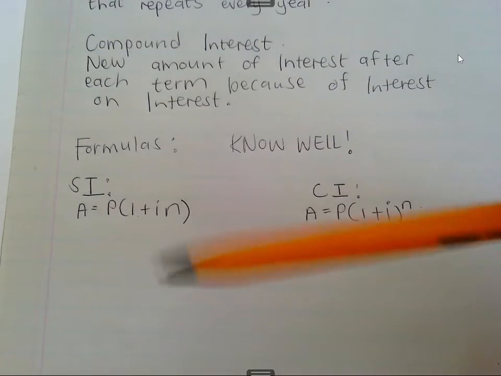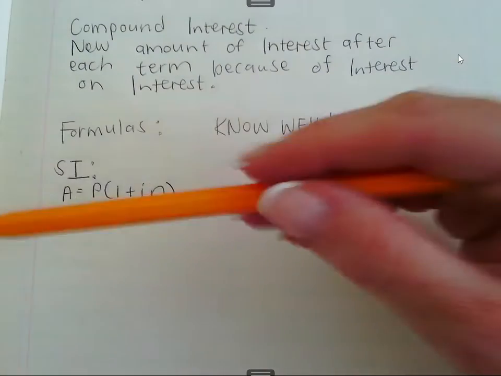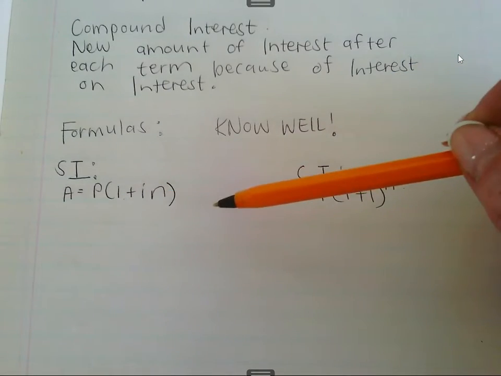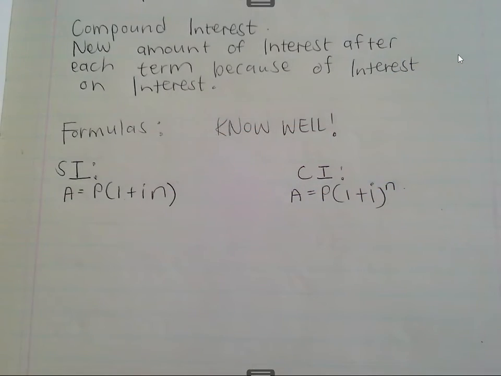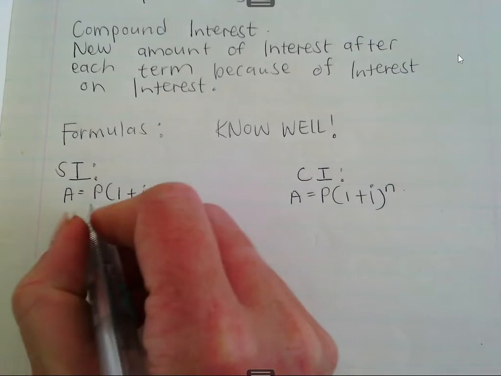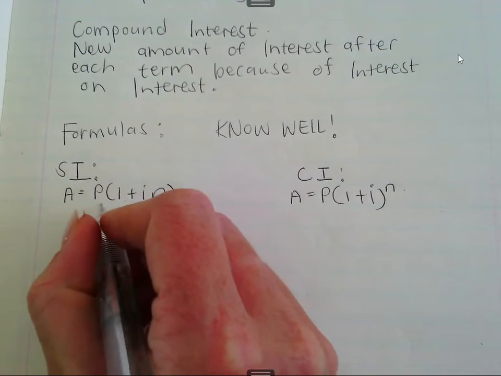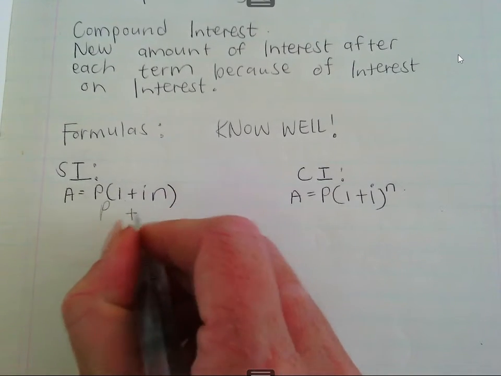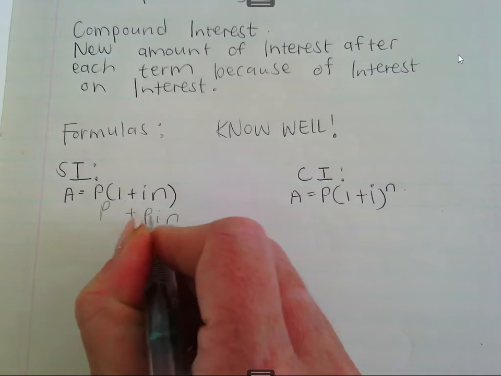I just want to quickly focus your attention here. We're going to write down what each of the variables mean in a minute. But if you look at this formula for the simple interest, you don't have to write this down. If I multiply that P in, it's going to be P times 1 is P, plus P times IN is going to be plus PIN.